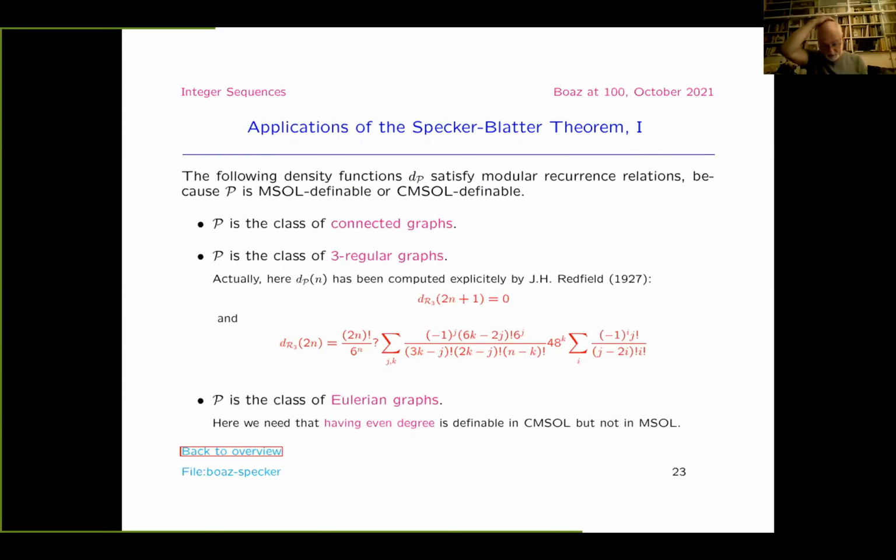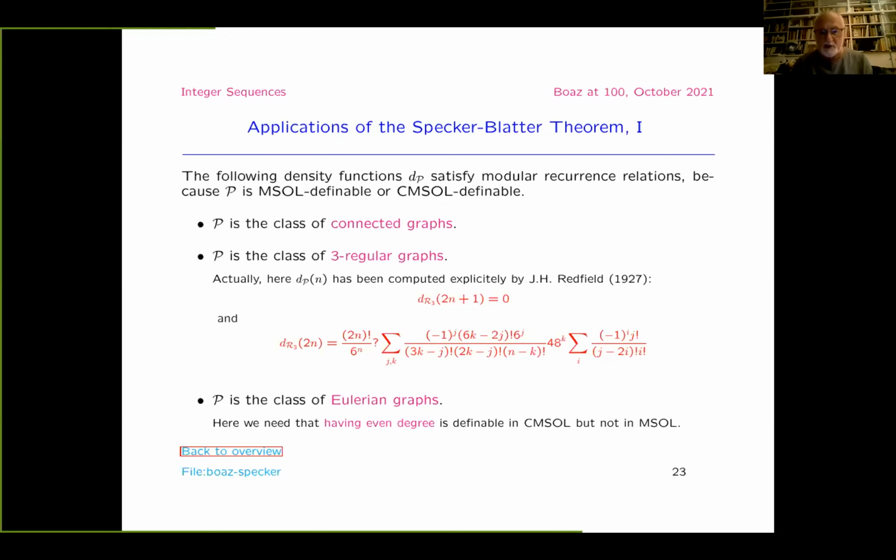Now, I have a long lecture which is also posted, which I gave for Specker's 100th birthday. But here is some application which is maybe surprising. The following density functions satisfy modular recurrence relations because P is monadic second order definable or modular CMSOL definable. If P is the class of connected graphs, if P is the class of 3-regular graphs, or if P is the class of Eulerian graphs.